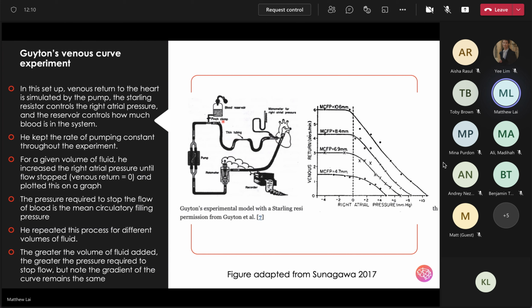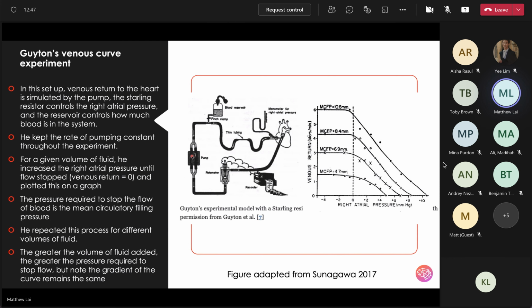And then this extra detail here is a blood reservoir. And using this, Guyton is able to control how much fluid he puts into the system. So we have our pump for venous return. We have our Starling resistor here simulating right atrial pressure. And then we have our blood reservoir here controlling how much blood goes into the system. So those are the three main things here. So now that we hopefully understand that, what Guyton did is he kept the rate of pumping constant throughout the experiment. So he fixed this pump at a fixed rate.